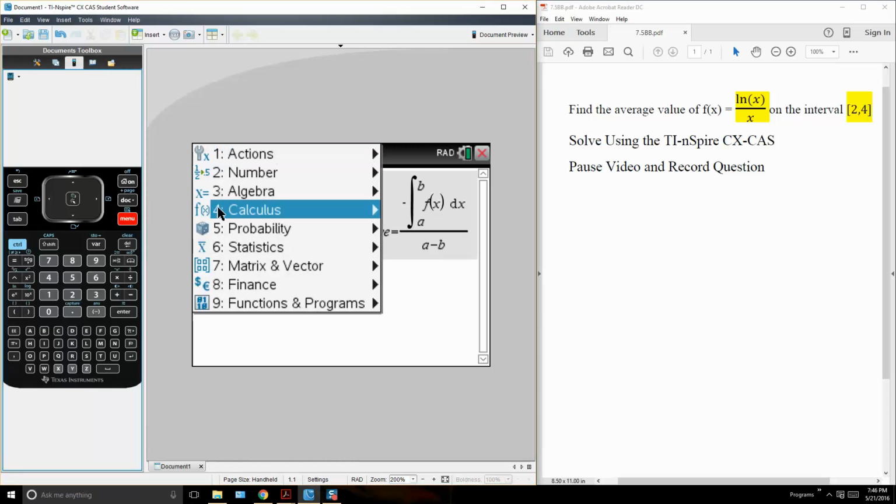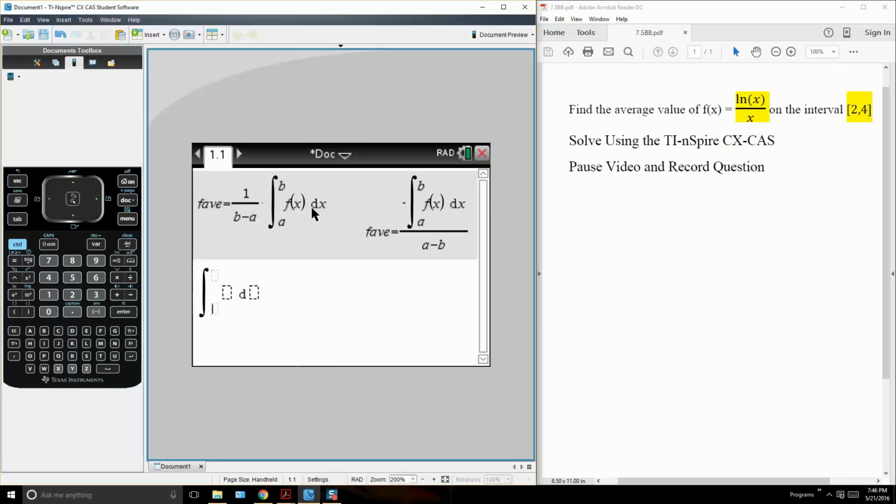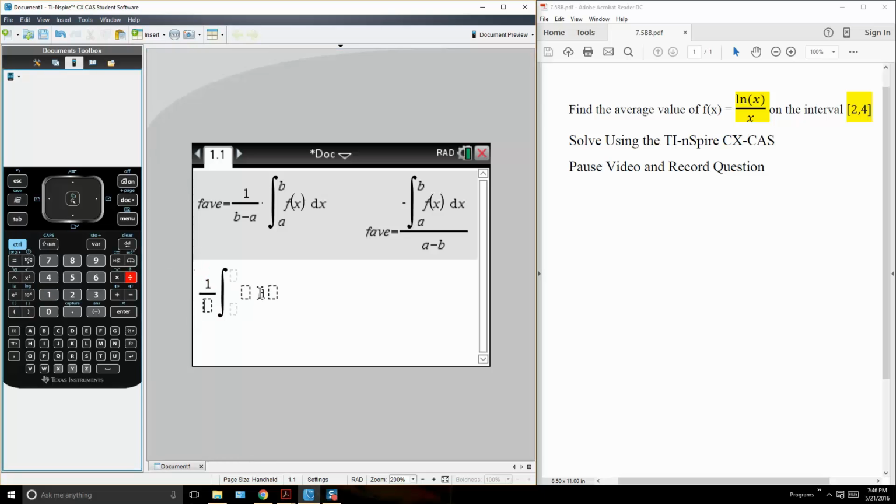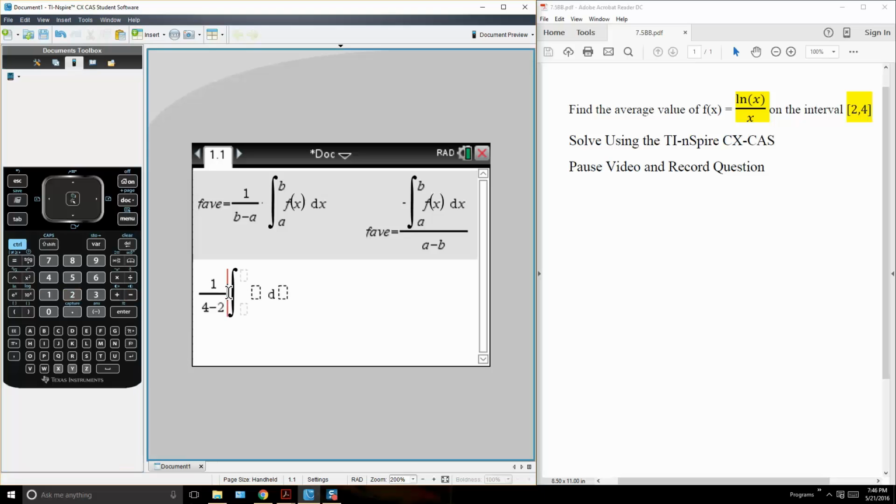We'll do menu, calculus, integral. First, we write 1 divided by b minus a, so 1 divided by 4 minus 2, times this integral, so the low end will be 2, the upper bound will be 4, of f of x.